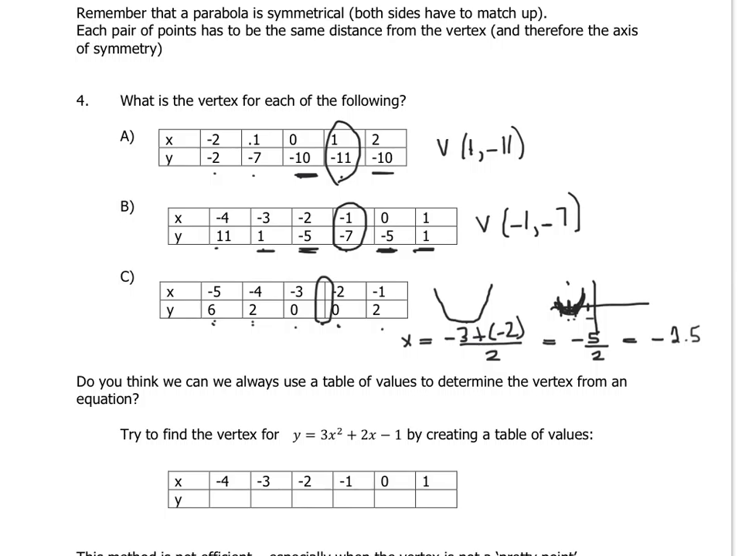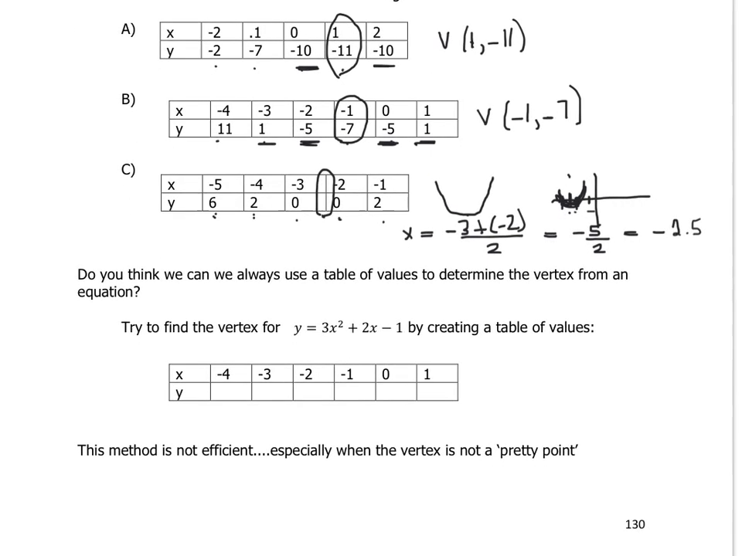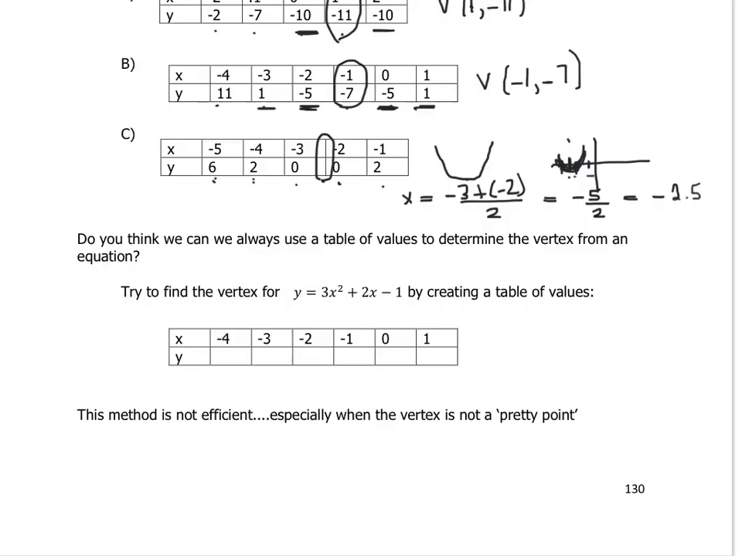If we look at this little investigation now, it shows you another reason why a table of values is not the best way to find the vertex. Because if you try to find the vertex using this equation, y equals 3x squared plus 2x minus 1, and plug in these values. For the first one, if we quickly do it in our heads, we put x equals -4 into the equation. So -4 squared would be 16, times the 3 would be 48. And then 2 times the -4 would be -8. So 48 minus 8 would be 40. 40 minus 1 would be 39.